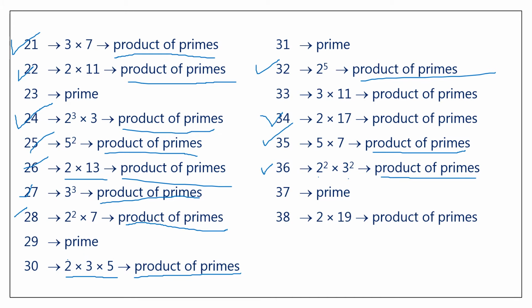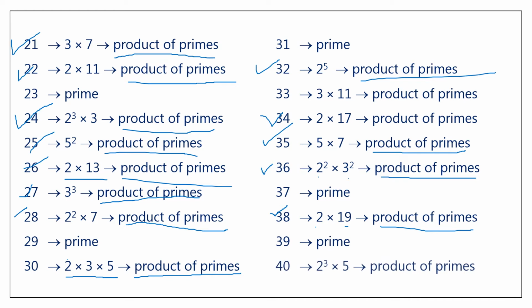Coming to 38, we can write it as 2 into 19. Here both are prime numbers, 2 and 19 are prime numbers. Therefore 38 also can be expressed as a product of primes. 39 is a composite number. Now 40 we can write as 2 cube into 5. 2 cube is 8. 8 into 5 is 40. Therefore 40 also can be expressed as a product of primes.